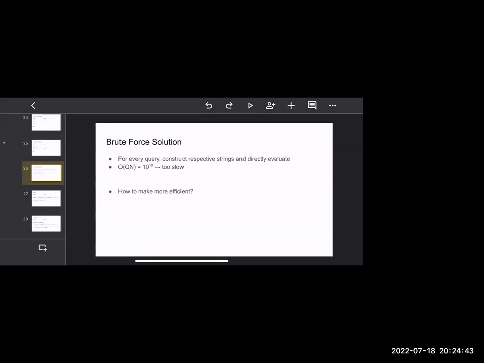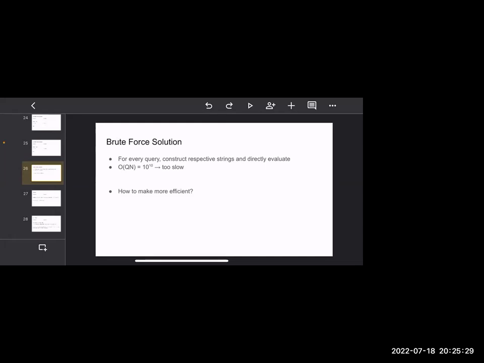So we have the problem. We can construct a brute force solution initially. Basically, for every query, we would construct the respective strings on the subset of this query and directly evaluate each string. Now this would take about N operations for every query, since you have to at least do operations on the entire string. And then with Q queries, this would be about 10 to the 10th power operations, which is a bit too much, 10 billion. We want to be in the 200 million-ish range. 200 million is good.